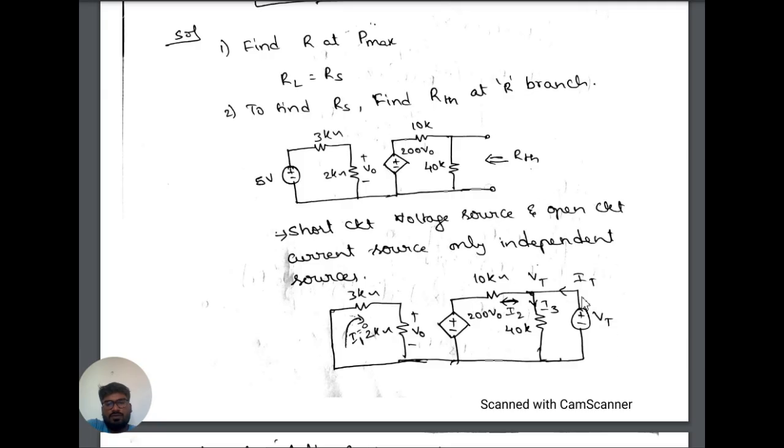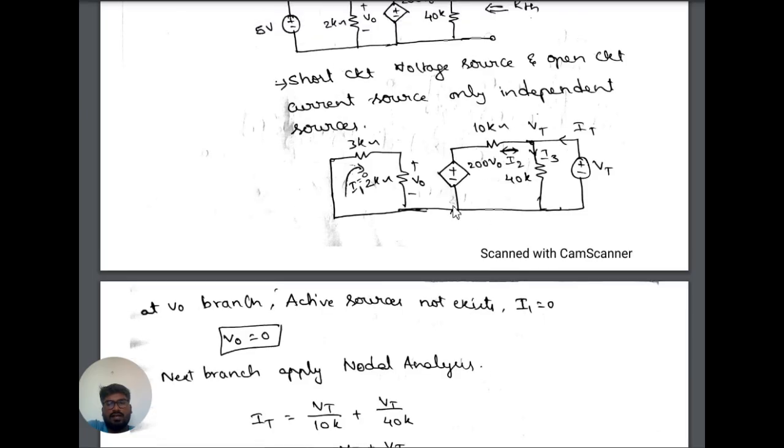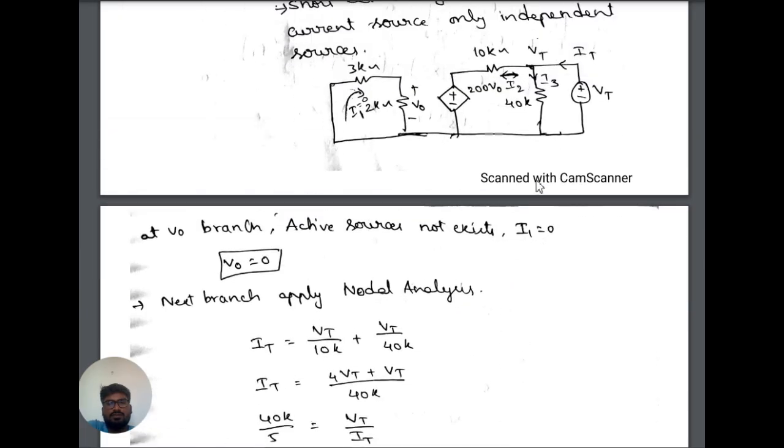Our source resistance can be found by applying a test signal. As the active source is shorted, V0 will be 0. So the dependent source, which depends on V0, will also be 0. If it is 0, then there is a short circuit across this. So the equivalent circuit will be here, as Vt is applied on this node. Vt is applied throughout this, so the total current is It.